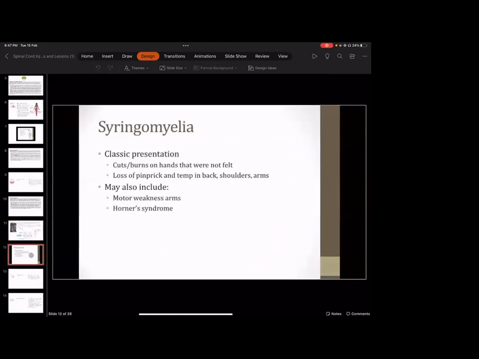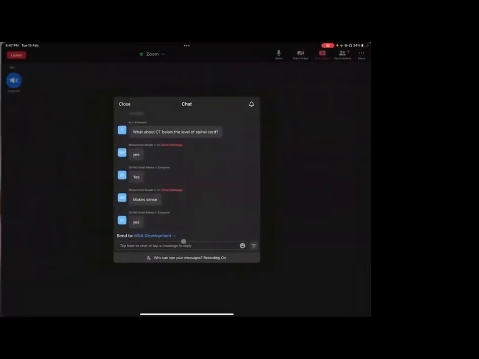Okay, so the classic presentation is going to be a person who can't feel. So they're going to have cuts and burns on their hands that they're not feeling because they can't feel the pain and temperature. Okay, and they'll have loss of pinprick and temperature on the back of their shoulders and arms. And again, they can also present with motor weakness or Horner syndrome.